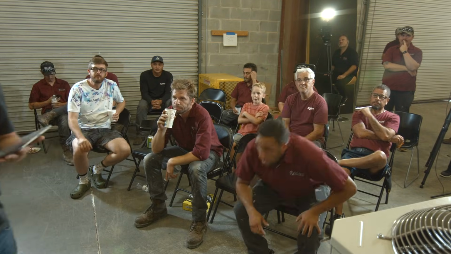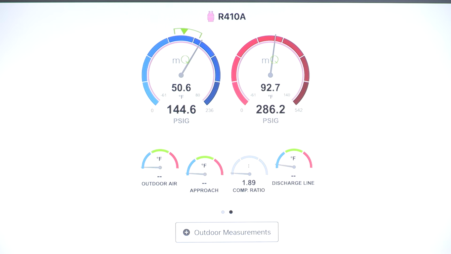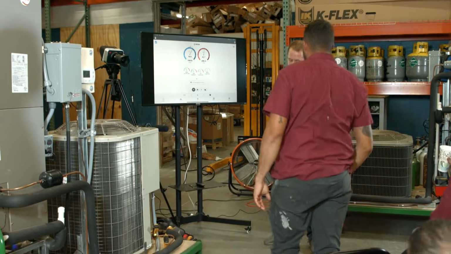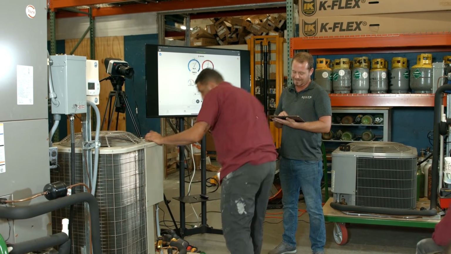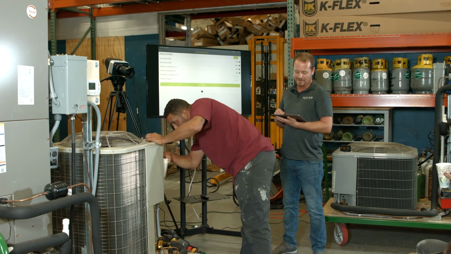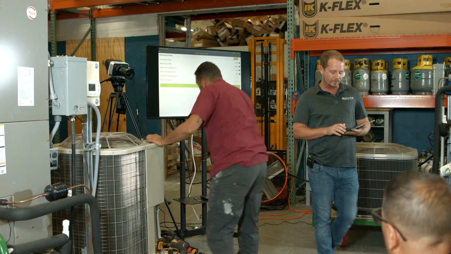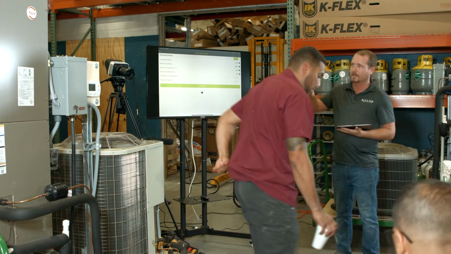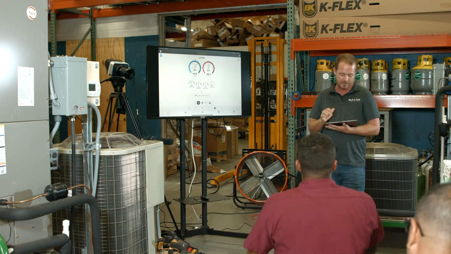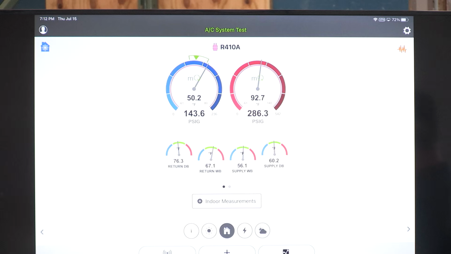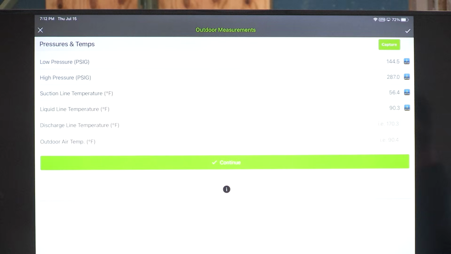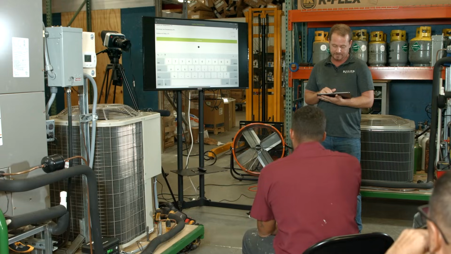All right, so now we need to profile the system and actually tell it what type of unit we have here. In order to profile outdoor temperature, because the outdoor temperature is actually the same as the return temperature, we're going to go ahead and just put that in there. So our return temperature is 76 degrees. So we'll make our return outdoor air temperature 76.